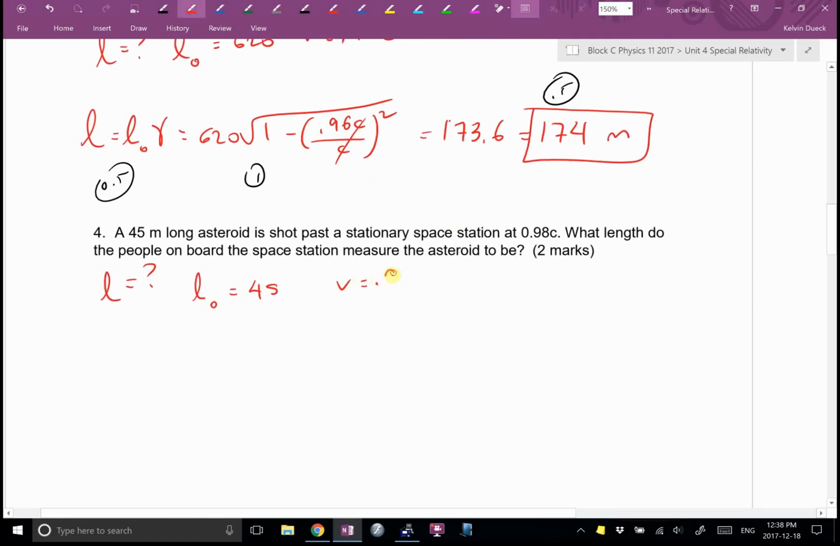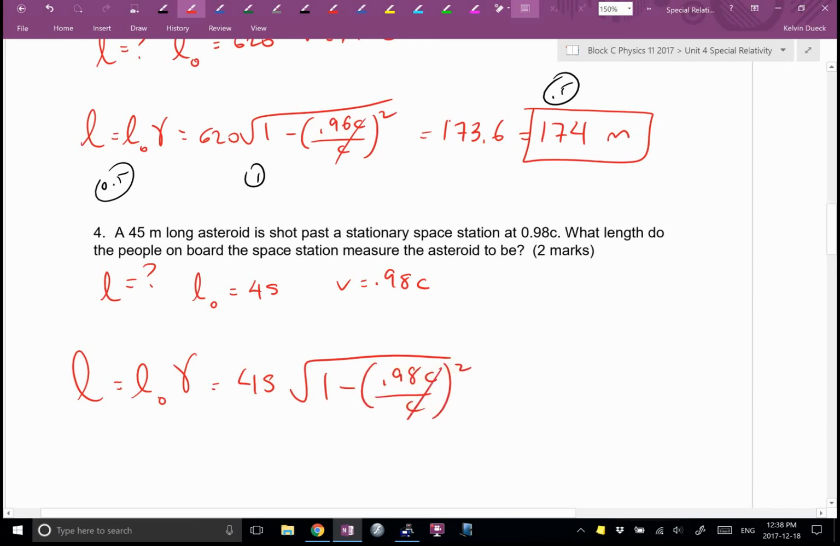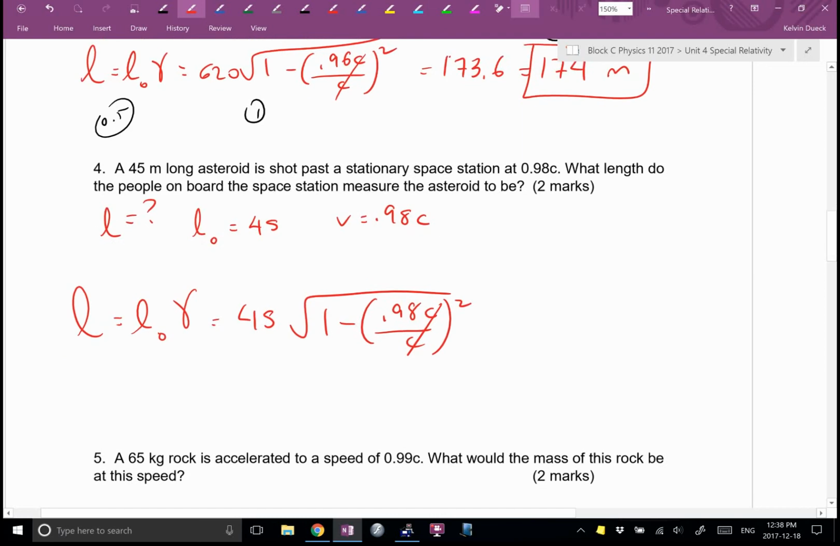V is 0.98 c, so we're going to get L equals L0 times the gamma function. It's going to be 45 times the square root of 1 minus 0.98 c over c all squared. Do you see? Yes, I see.